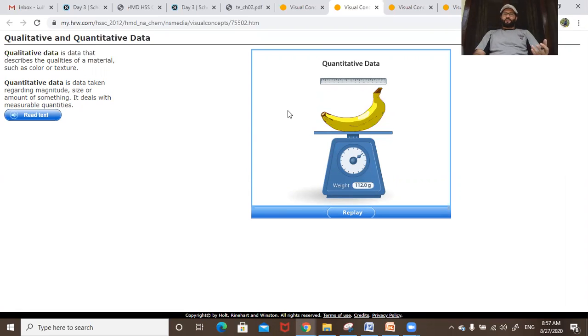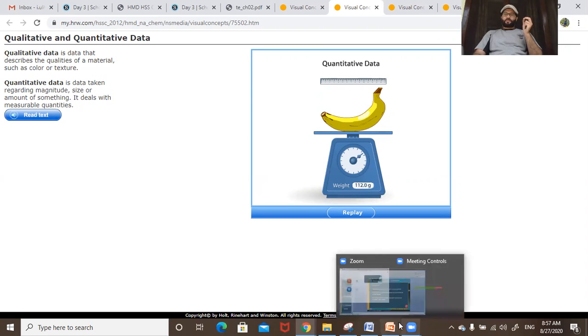The second one is quantitative data. Quantitative data is the data taken regarding magnitude, the size or amount of something. It deals with measurable quantities. For example, we can say that this banana is almost 112 grams. So this numerical data describes the quantitative analysis of anything.